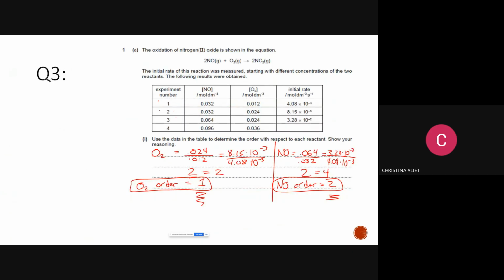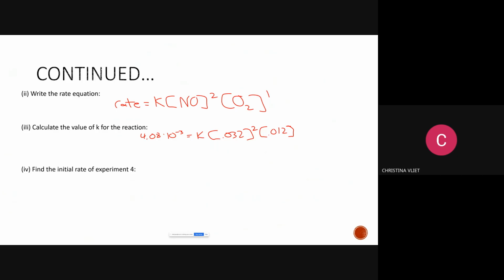Yes, Chelsea. Why is the denominator for the equation on the right, like, why is it 4.0? Are you using that instead of the 8? Oh, you're right. I just plugged in the wrong number. 8.15 times 10 to the negative 3. You can fix that. It should end up being 2 equals 4 when you do rate of the third over rate of the second. And then that gives you 2 equals 4, which gives you the order of 2.